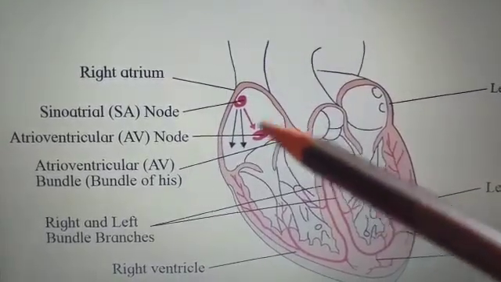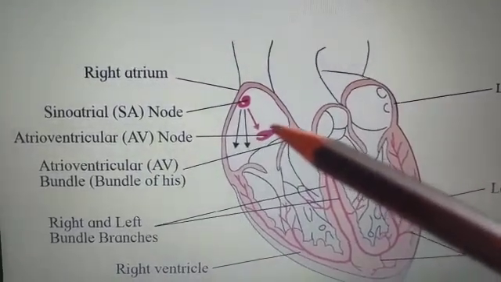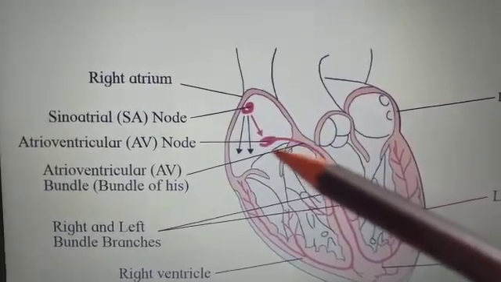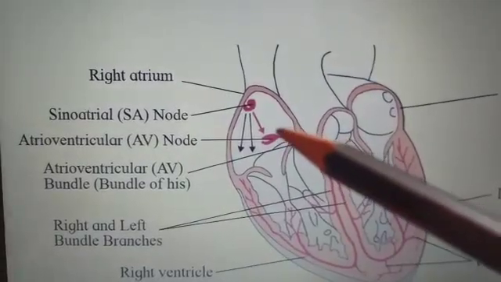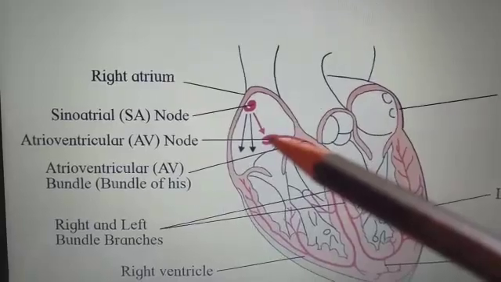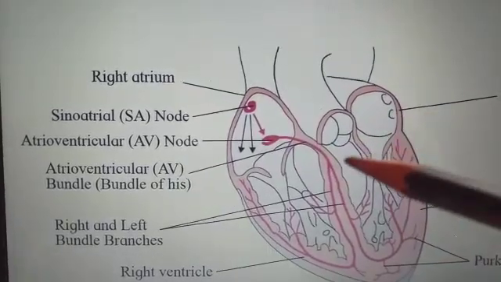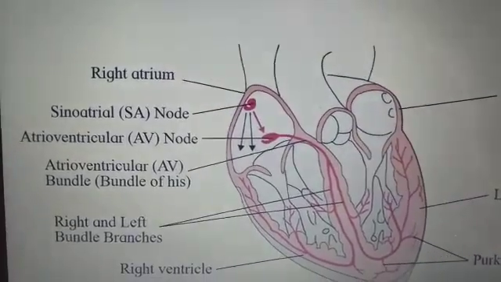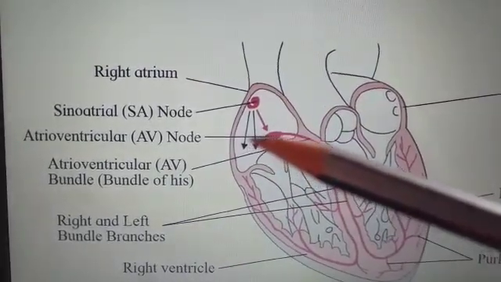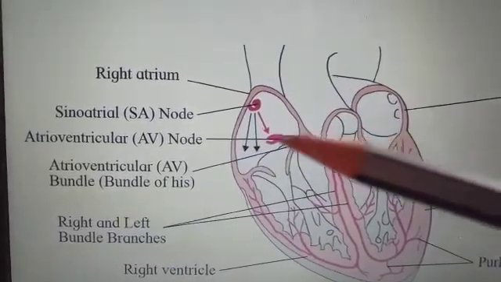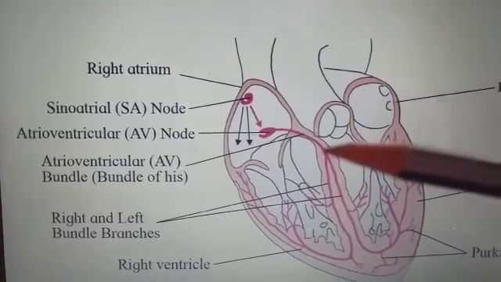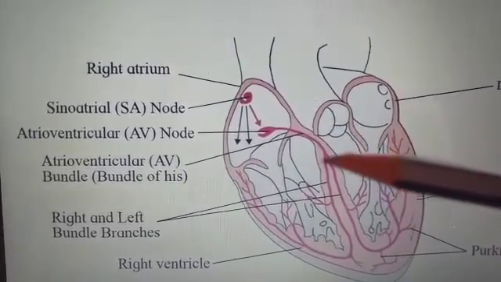At the same time, impulses are received by the AV node from what? The SA node. This auriculoventricular node receives the impulse from the SA node and transmits those impulses towards the bundle of His. The auriculoventricular node is present in the right auricle, at the interatrial septum.